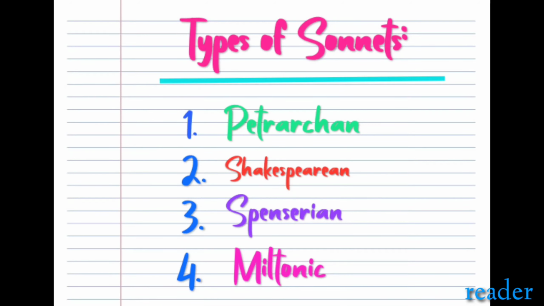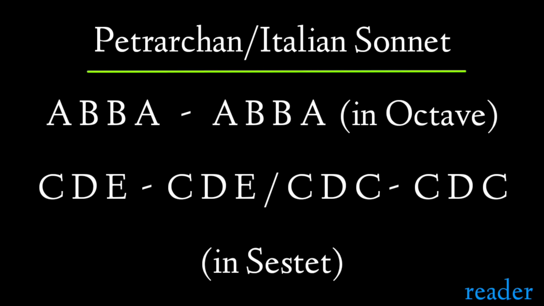The next topic is the types of sonnets. Primarily, there are 4 types: Petrarchan or classical sonnets, Shakespearean sonnets, Spenserian sonnets, and Miltonic sonnets. The first one is the Petrarchan or classical sonnet. This variety consists of an octave and a sestet, as two quatrains and two tercets. Quatrains means 4 lines, tercets means 3 lines.